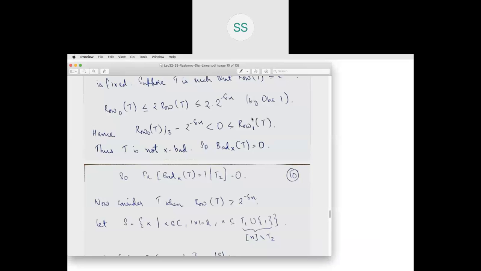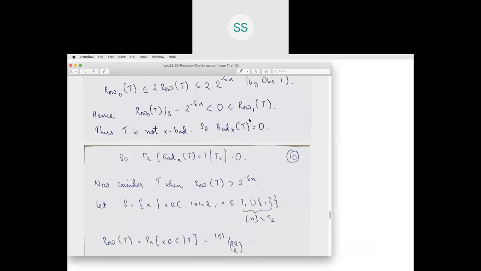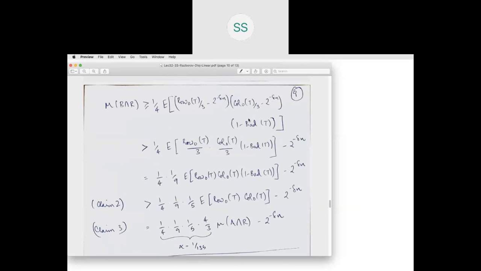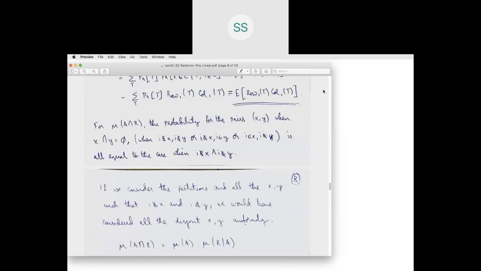Okay, so today in this lecture we will complete the proof of the linear lower bound for the randomized complexity of disjointness. So let me just recap what was already done.